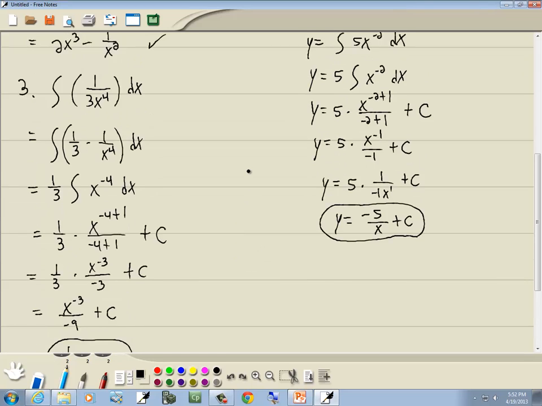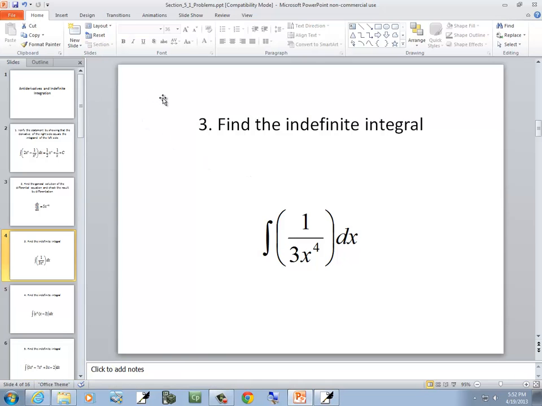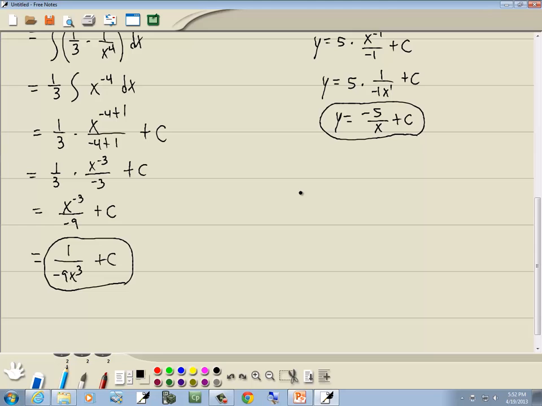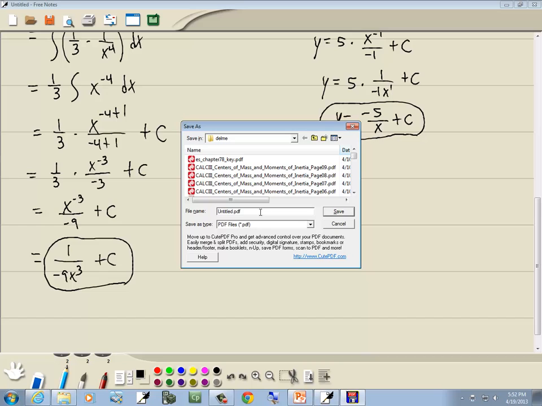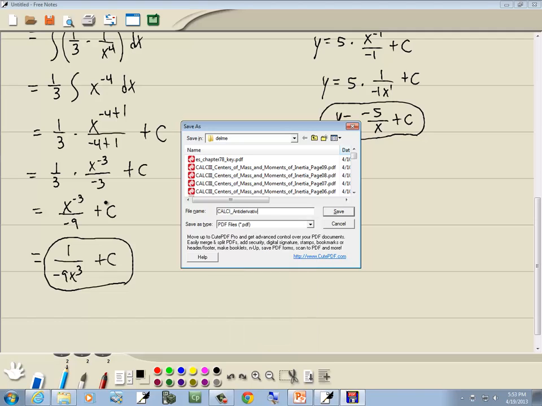Now, I probably don't have room for the next one. What is this section? Antiderivatives and indefinite integration. So let me save this page. Antiderivatives and indefinite integration. Page 01.pdf.